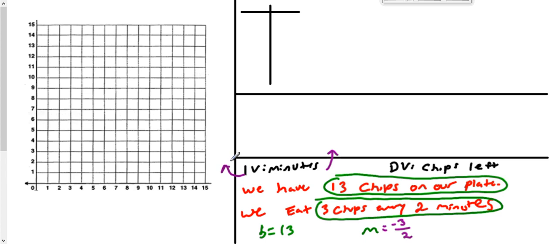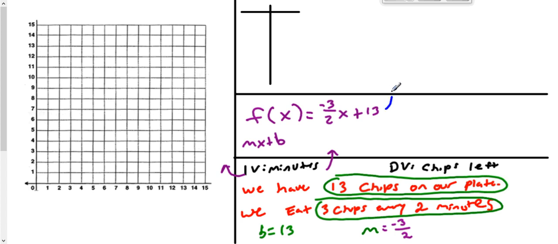We probably could get the graph. The table's probably a little bit tougher, so let's go one of these. I choose the equation. So f of x, again, we're going to have an mx plus b. Well, the motion here, 3 chips every 2 minutes. And we start with 13, and we have our equation.